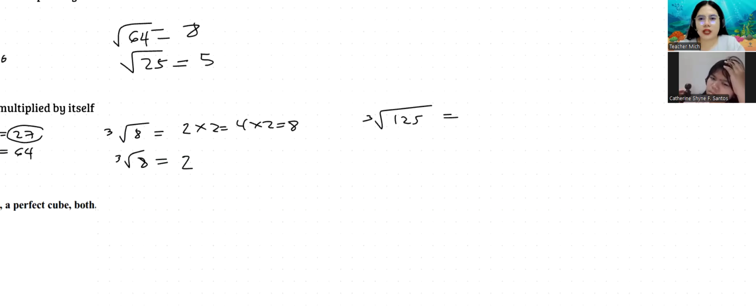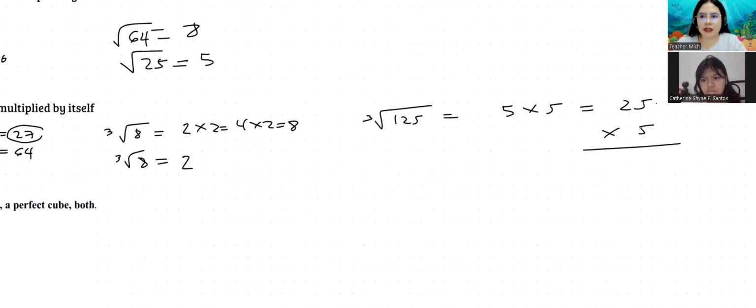You can scratch here. So again, 5 times 5 is equal to 25. And you multiply another 5 here. 5 times 5 is 25, carry 2. 5 times 2 is 10, plus 2 is equal to 12. So therefore, the answer here is equal to 5.